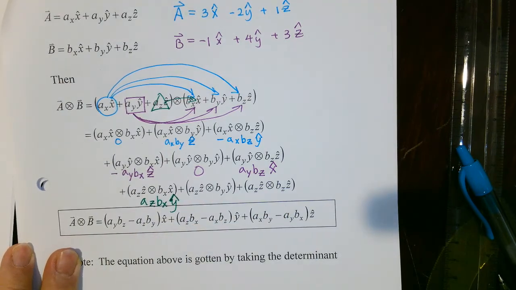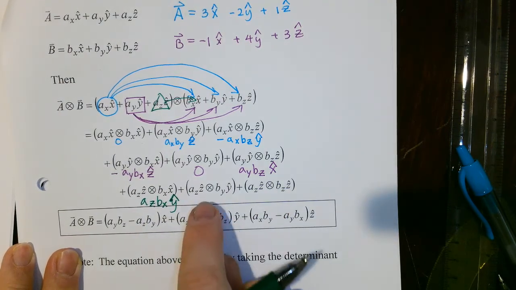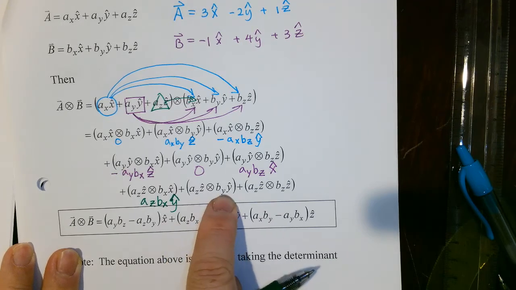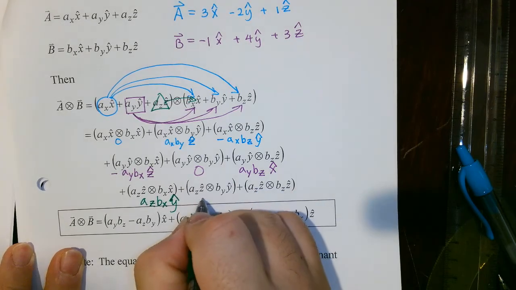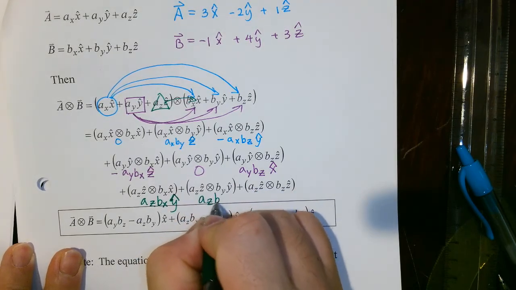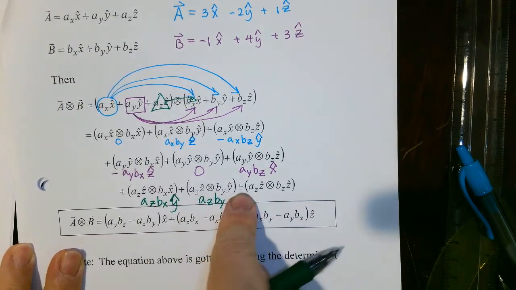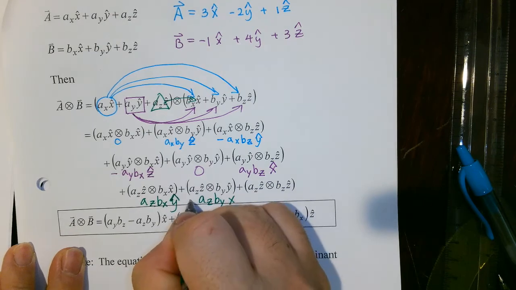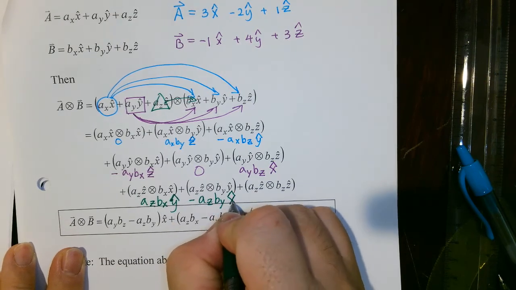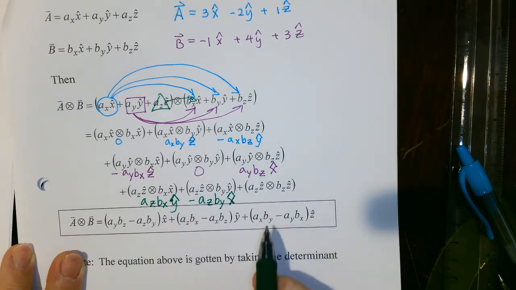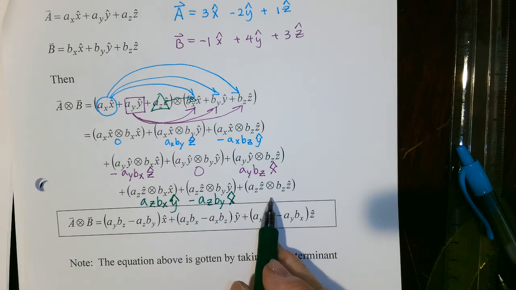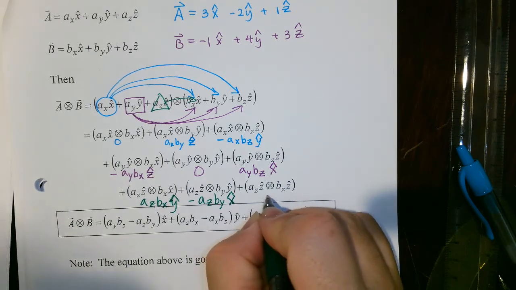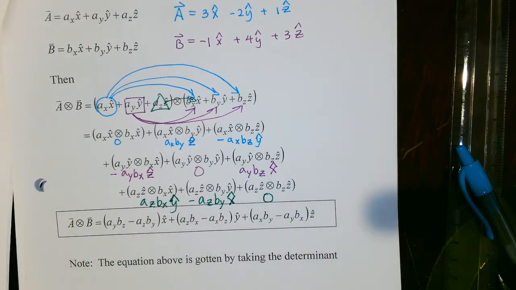Positive y hat. Right? A_z z hat cross B_y y hat will give me A_z B_y. z cross y will give me negative x. Excellent. And then, of course, z hat cross z hat will give me 0. Very good.